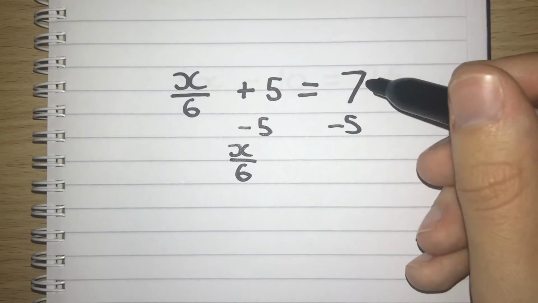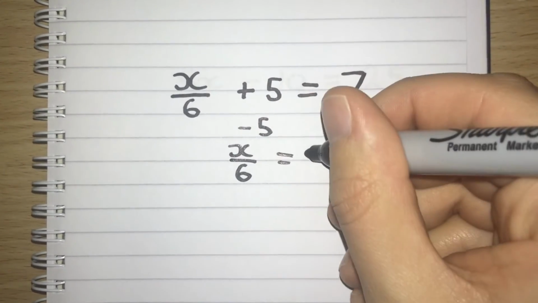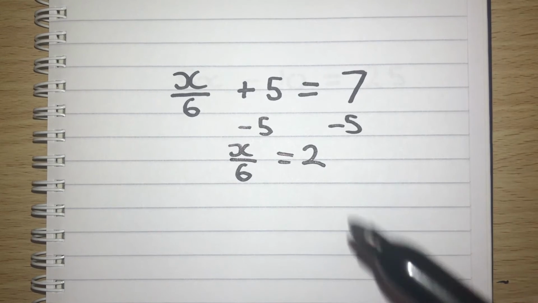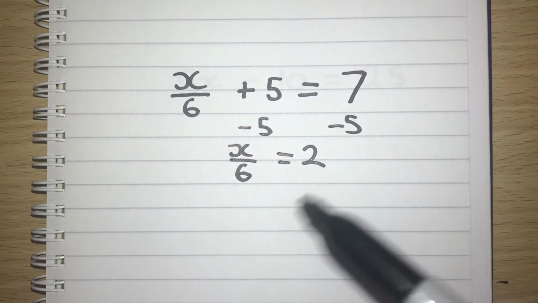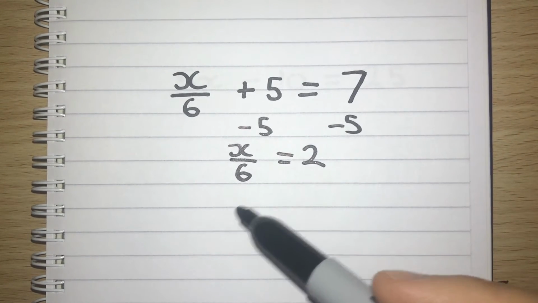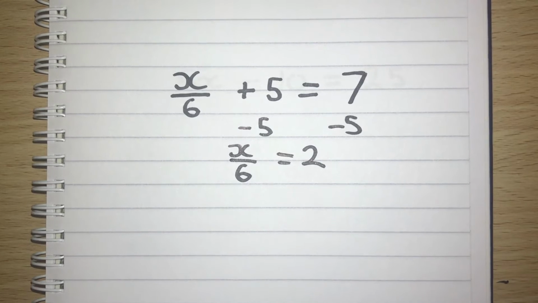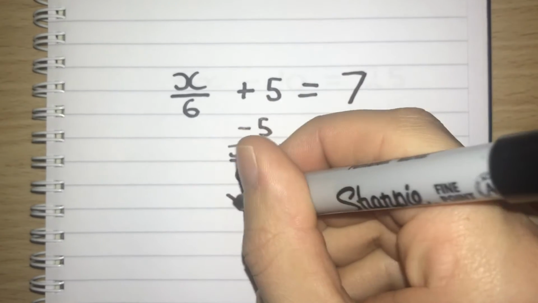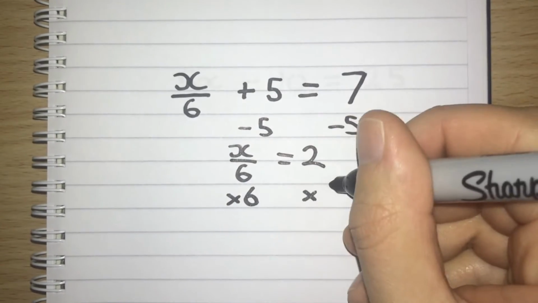And that's going to be equal to 7 minus 5, which is going to be 2. Now we've got x over 6 equals 2, so that means whatever x is, we're dividing by 6, and we're getting an answer of 2. Now to get rid of this divide by 6, we need to multiply by 6. And again, we do this on both sides.